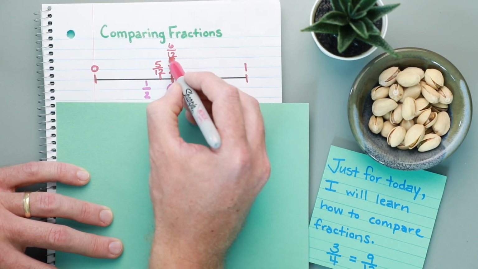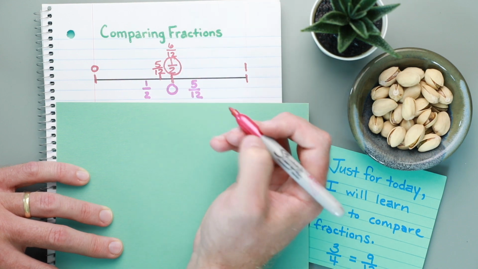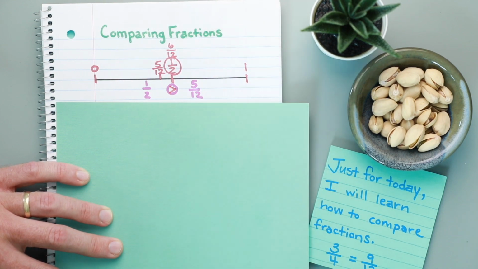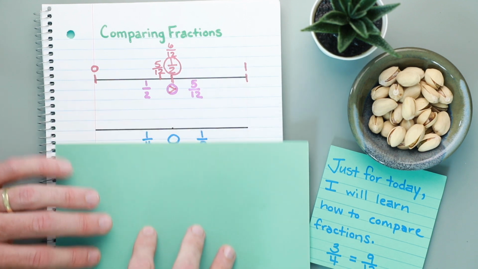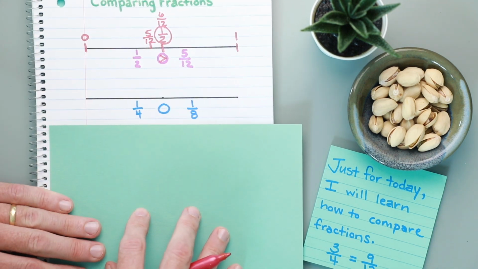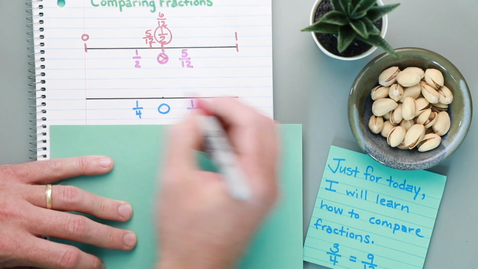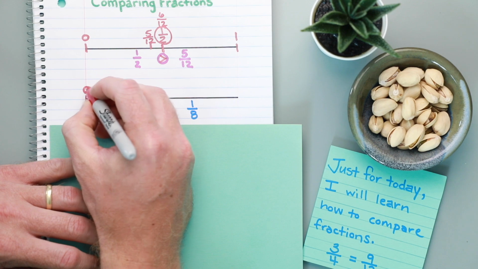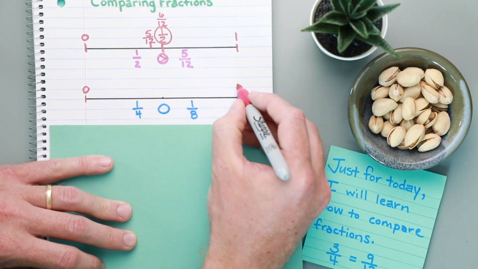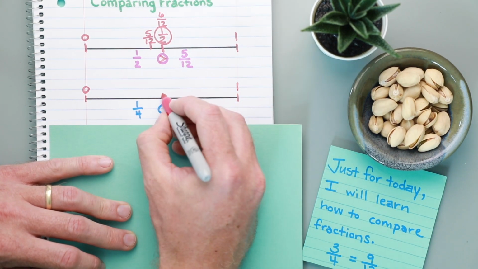And that means that 1/2 is greater. So 1/2 is greater than 5/12. Think you're getting it? On to the next one. We're going to follow the same process here. We're going to start with our number line. Start at 0, end at 1. We're going to mark our halfway point.